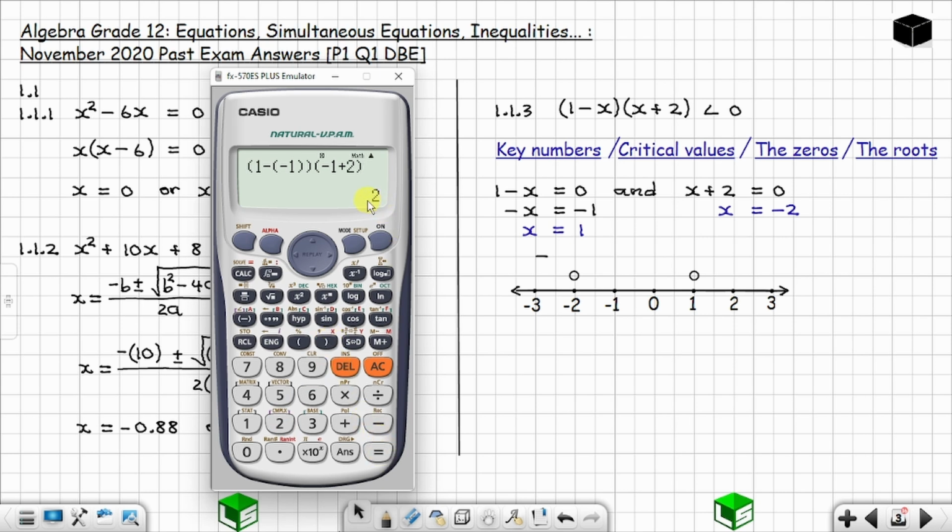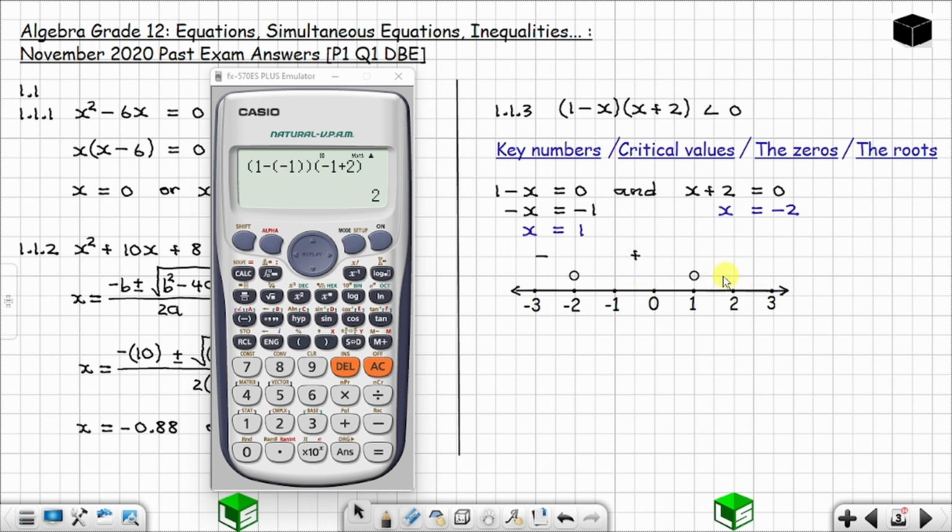Can you see this is a positive answer, right? So if you use any value in between negative 2 and 1, you are going to get a positive answer. So for this interval, we have tested it and we found that in this interval, it will be positive. Okay, I have positive there.